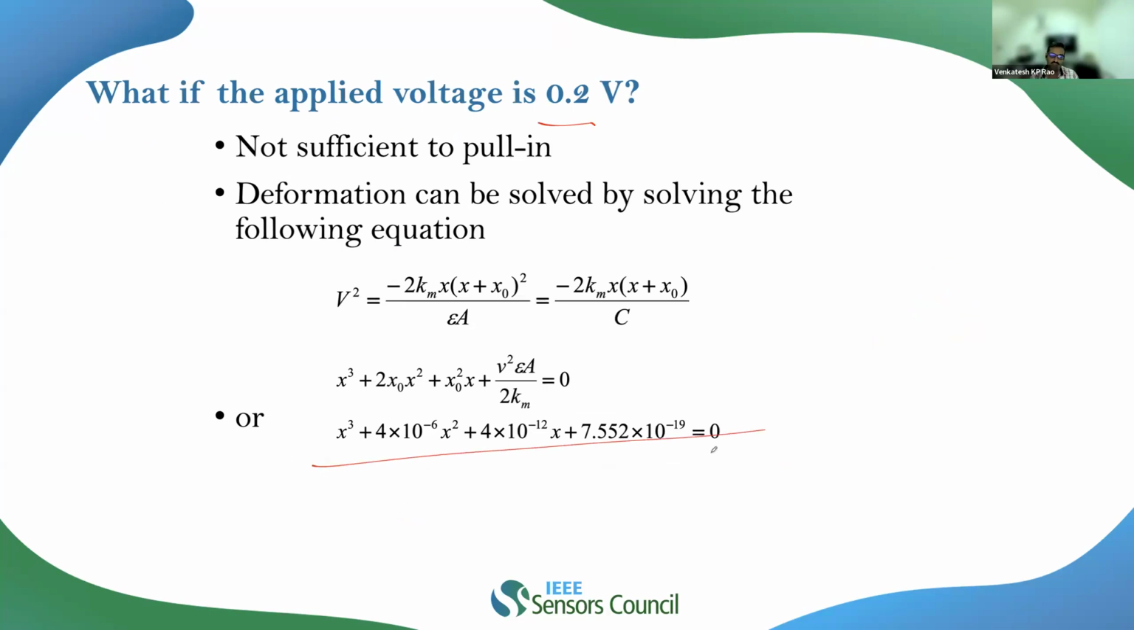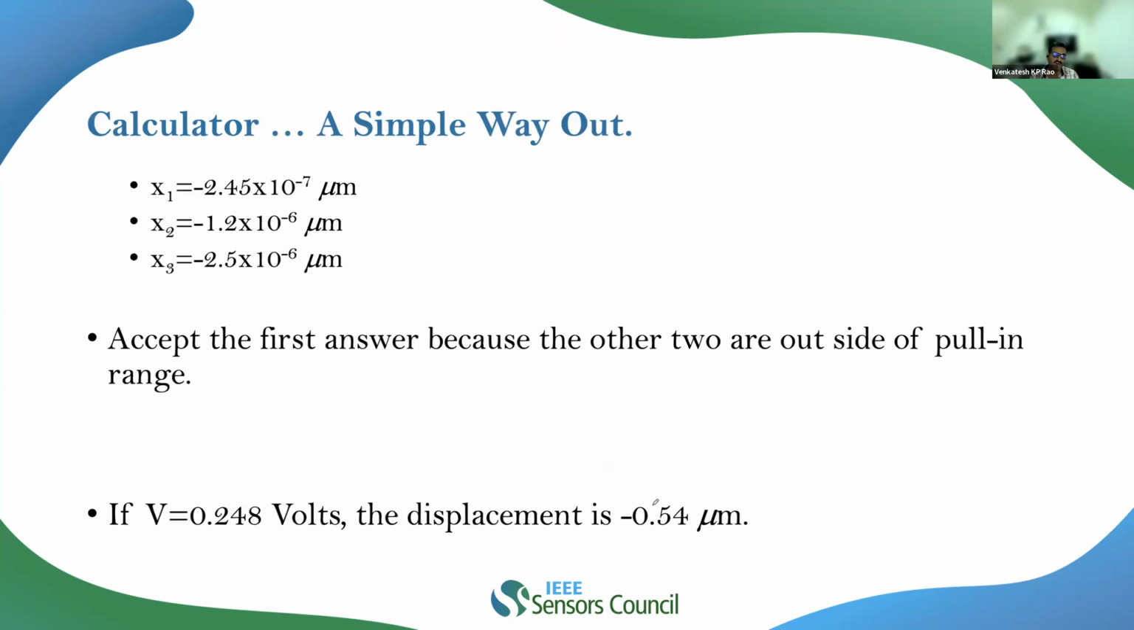Then it basically comes out to be a cubic equation. Then you solve for it, and you can see that you will basically get 3 roots for the cubic equation. So these two are actually, this is not 10 to the power of minus 6. This is 1.2 micrometers and 2.5 micrometers. Everything is in meters only.